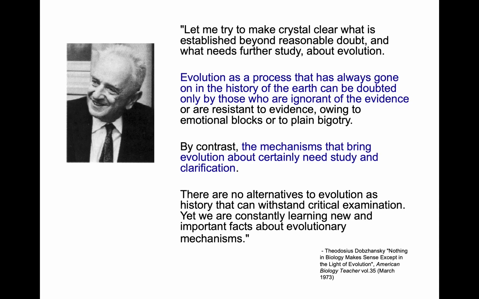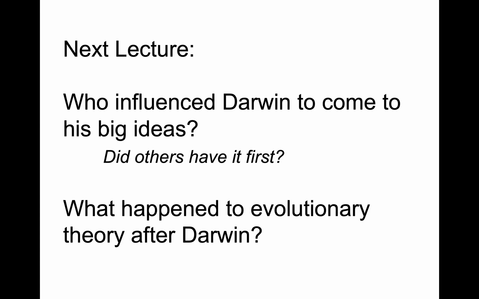And I think this outlines very well where the field of evolutionary biology is at this point in time. And I also think it's a very solid view and something that's frankly reflected in our current society, not just on the theory of evolution, but in other ways as well. So in our next lecture, we're going to talk about who influenced Darwin to come up with his big ideas. Did others have it first? And then what happened to evolutionary theory after Darwin?